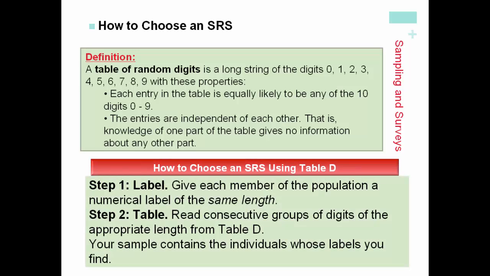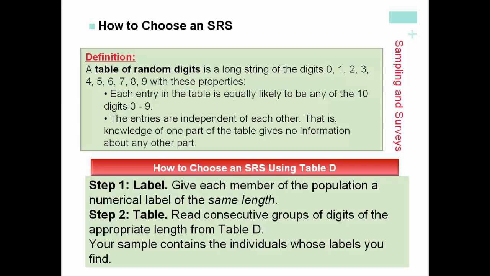A table of random digits is a long string of digits 0 through 9 with these properties. Each entry in the table is equally likely to be any of the 10 digits 0 through 9. The entries are independent of each other. Knowledge of one part of the table gives no information about any other part.